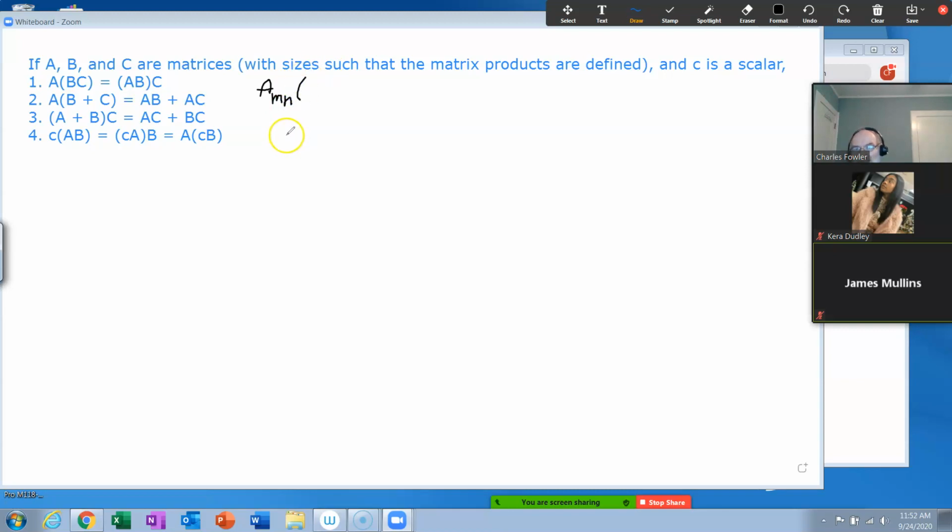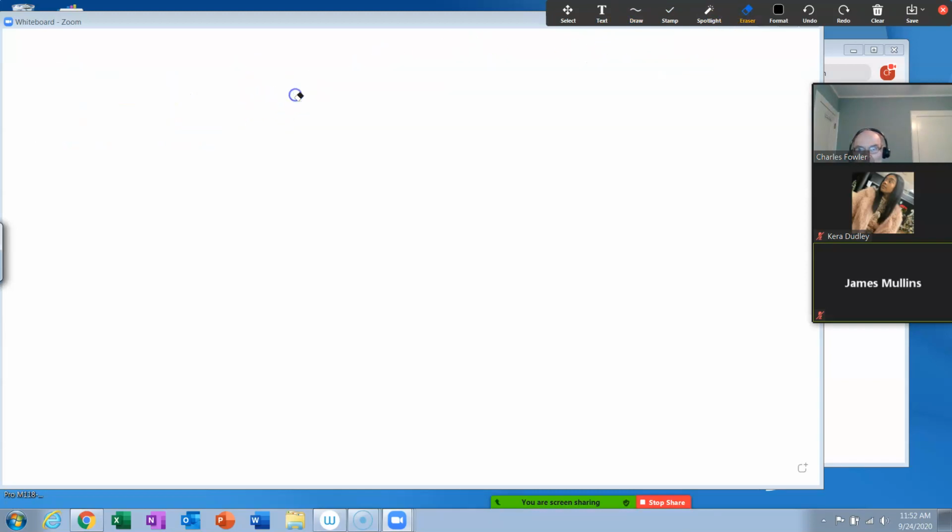I really shouldn't have started there. I should have started with, in fact, I think I'll erase this. Oh my goodness gracious. It erased my whole thing. I didn't know it was going to do that. So much for my clever idea. So let's just write that first one again, that A times BC is equal to AB times C.